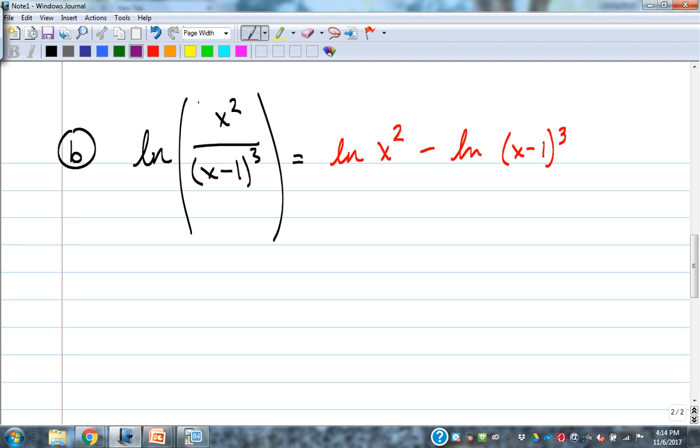Then I see those pieces and I try to simplify each piece. So I look at this first one. I've got an exponent here. So what can I do with that exponent? Bring it to the front, just like we did on that last problem. So 2 natural log of x. Can I do that on the second one with this 3? Is it an exponent? Yeah. So I can take that 3 and pull it down to the front.